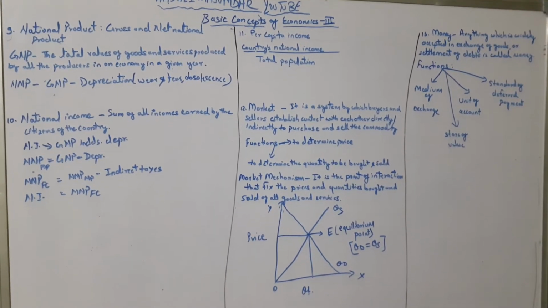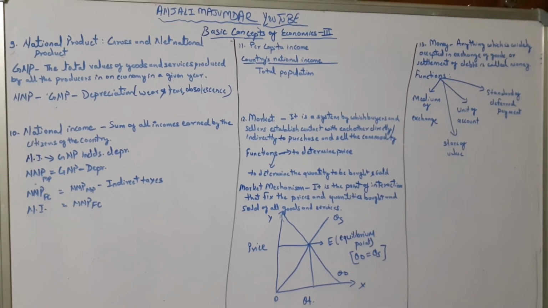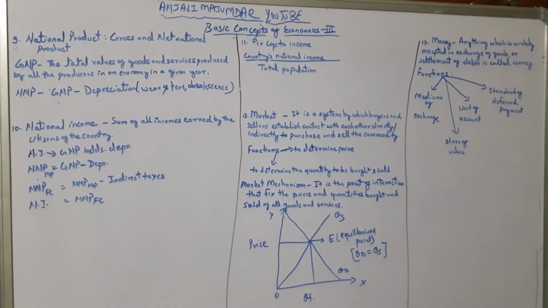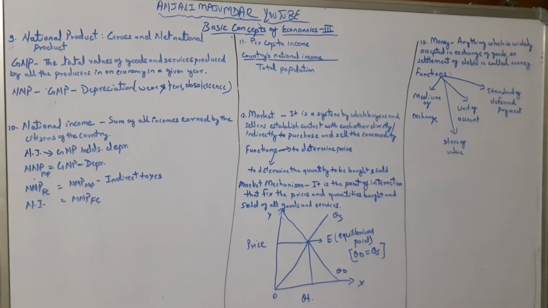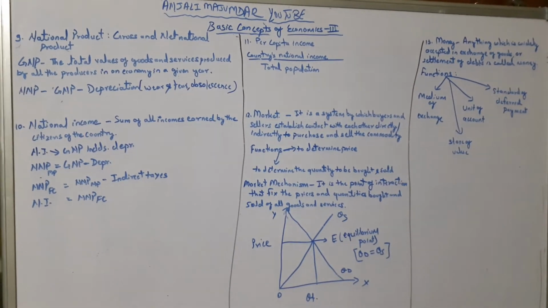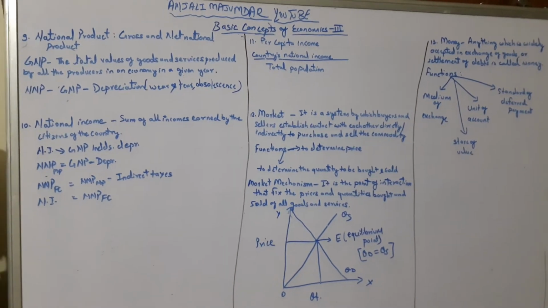Why are we deducting depreciation? Try to understand. Depreciation is not an income for any producer. In the same manner, indirect tax is also not income. Here we are focusing on the actual amount of goods and services produced in an economy. So indirect taxes are not produced. In the same manner, depreciation is also not produced. Therefore, these two are deducted.